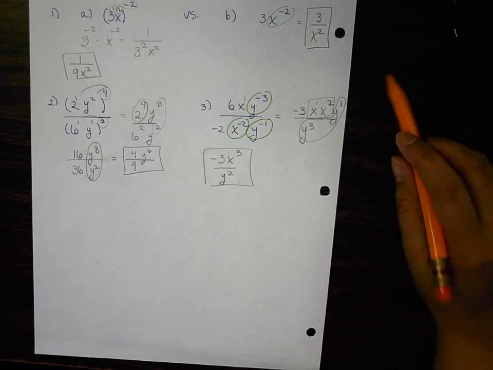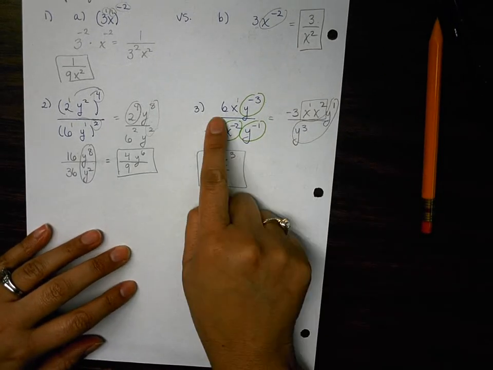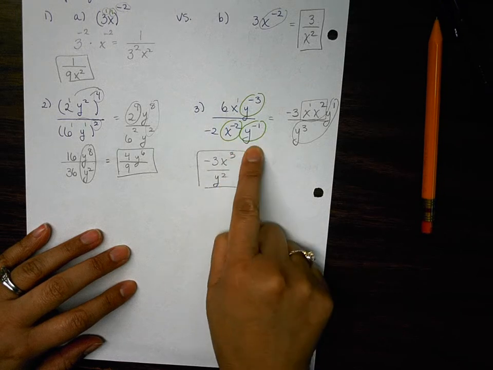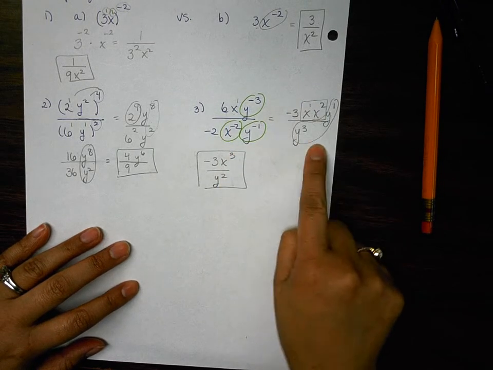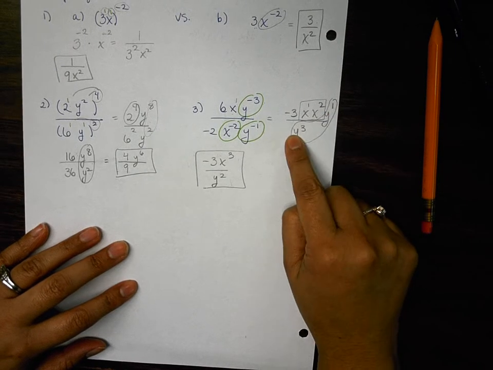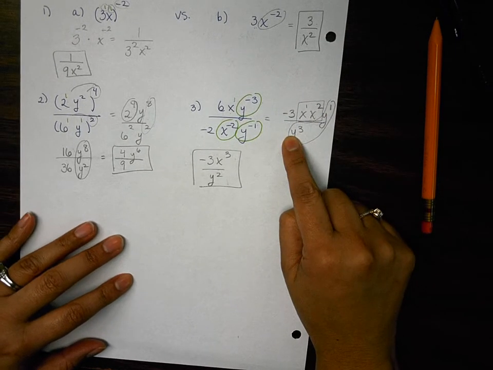Now, can anybody explain why? Do you see the original problem had x at the top and y at the top, x at the bottom and y at the bottom? But when I rewrote it, all the x's were at the top and the y's some at the top and some at the bottom.